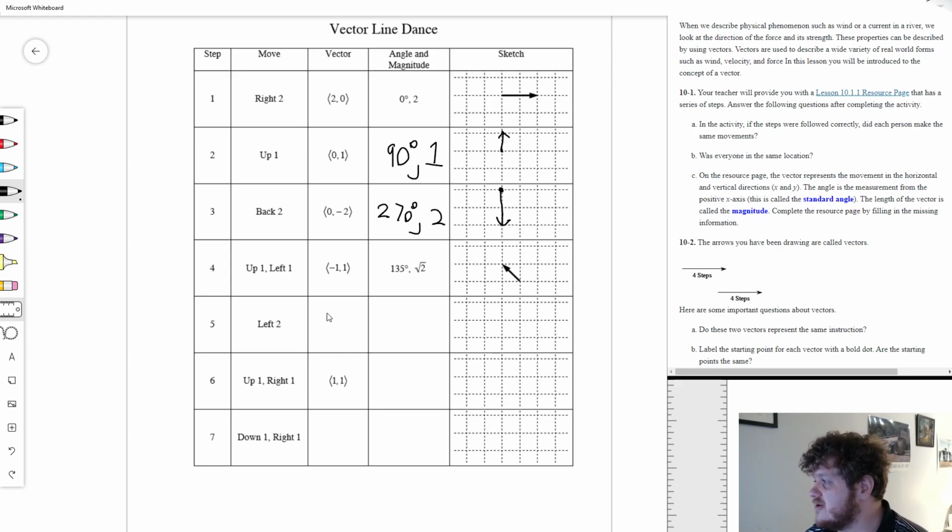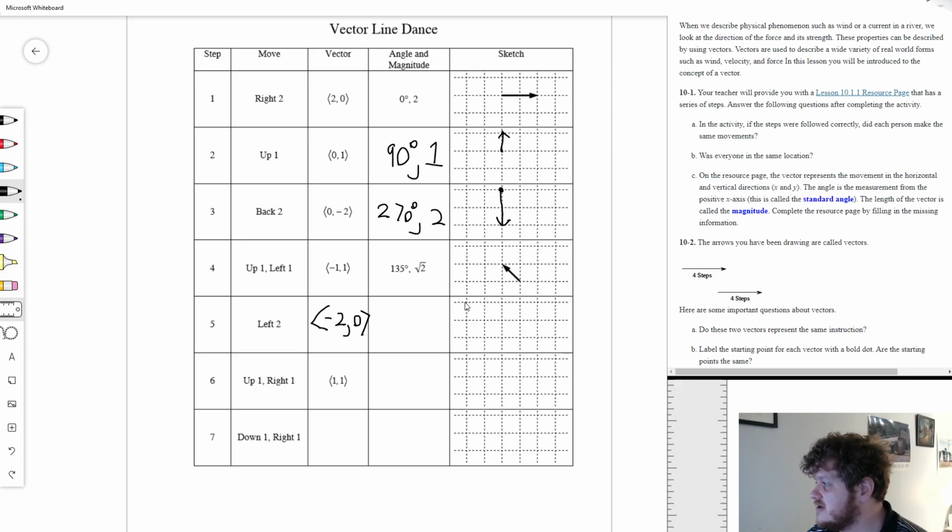So now we're going to do left 2. If we want to think of the vector we have, left would be in the negative x direction. So when we write our vector with angle brackets, we would have negative 2. And then in our y direction, we didn't move any in the y direction, so that would be a 0.